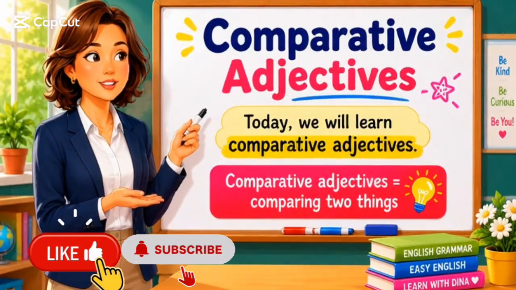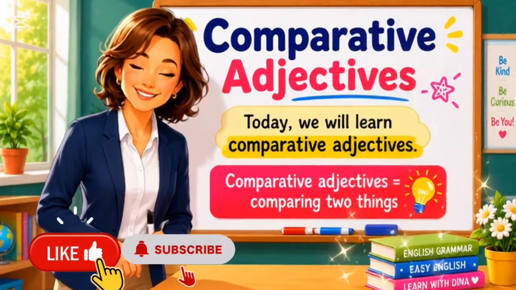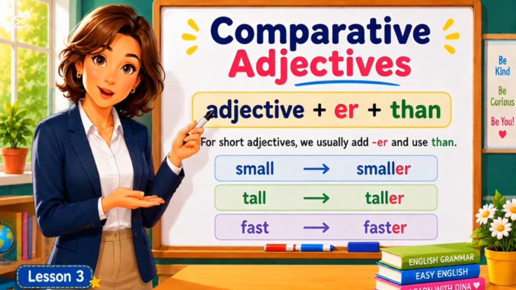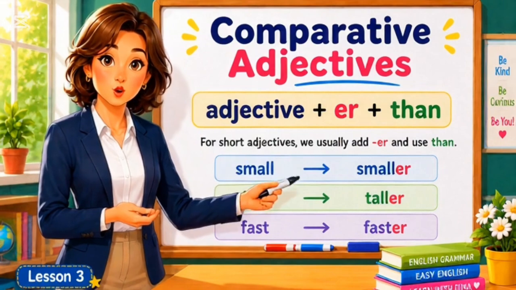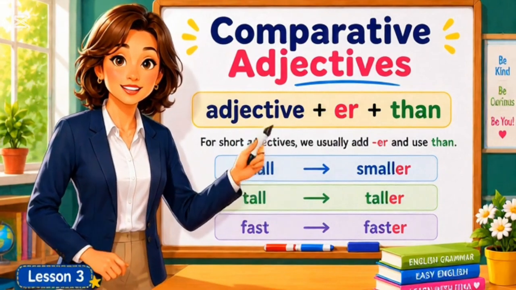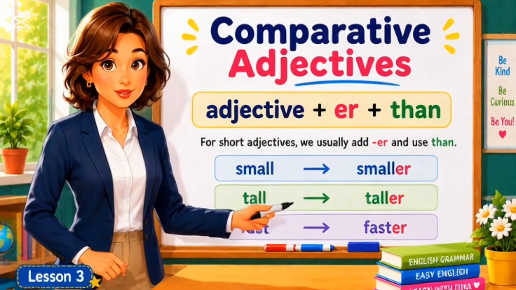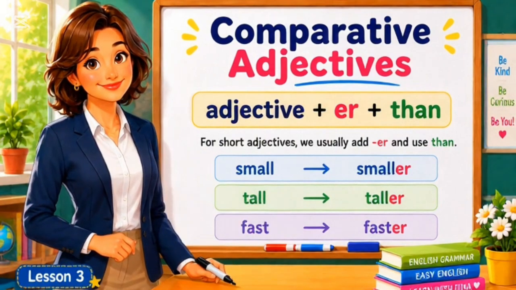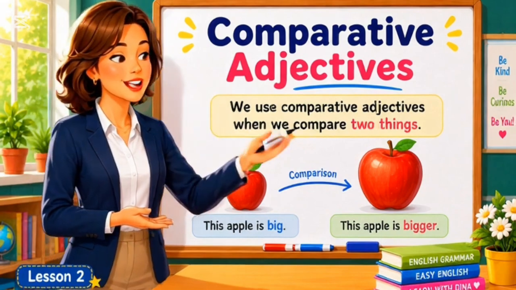Do you know how to compare two things in English? Today we will learn comparative adjectives. For short adjectives, we usually add er and use than. For example, small, smaller, tall, taller, fast, faster. We use comparative adjectives when we compare two things.